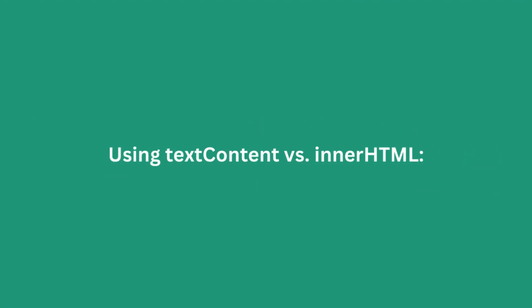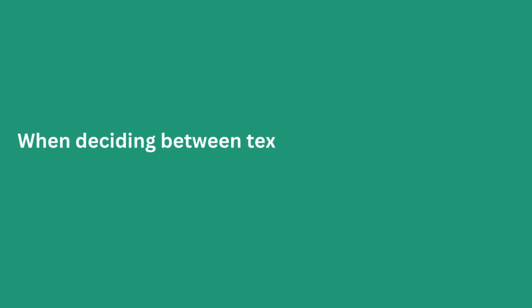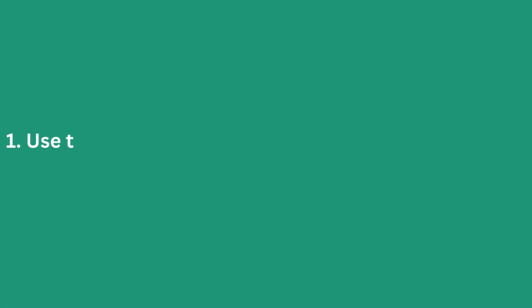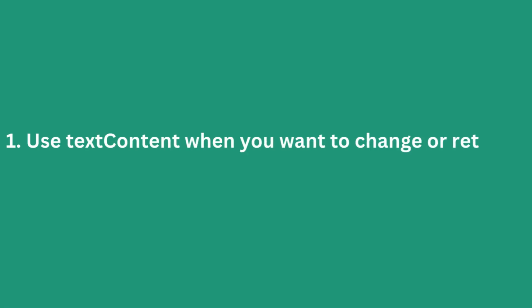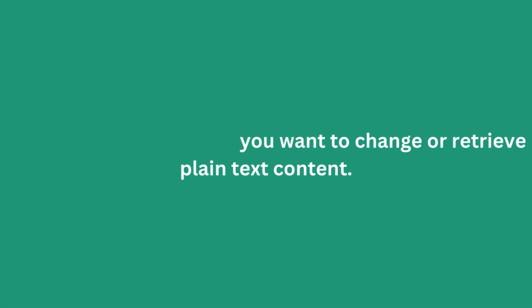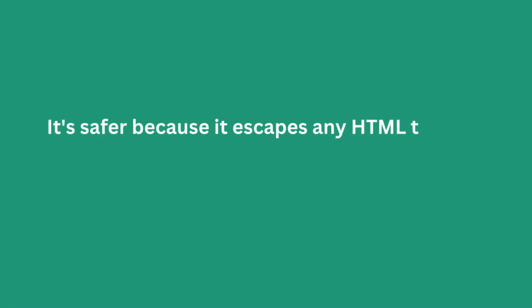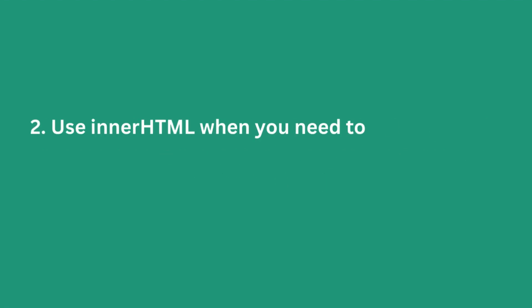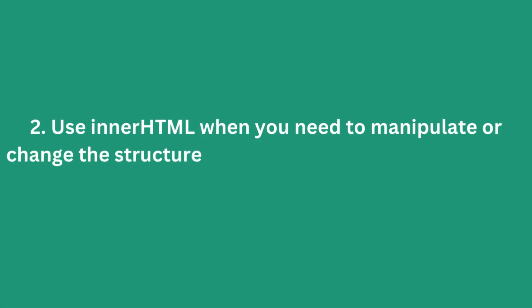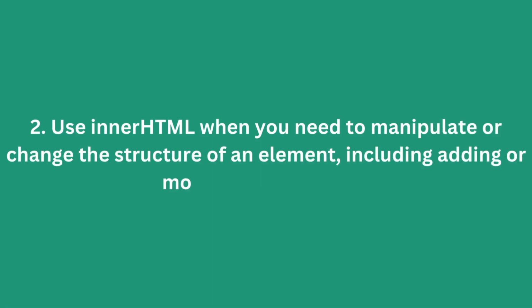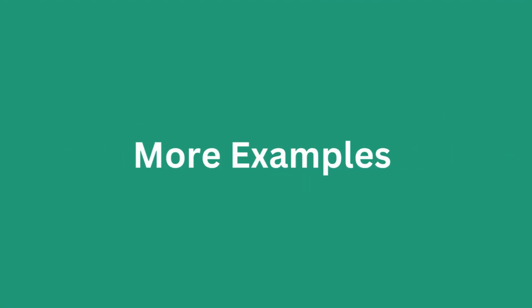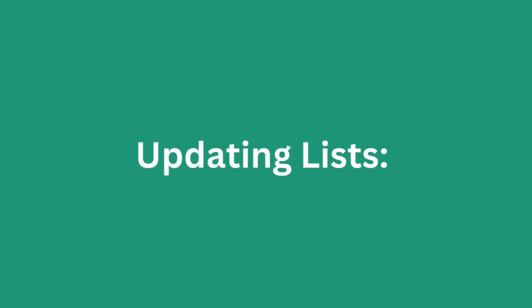Using textContent versus innerHTML. When deciding between textContent and innerHTML, consider the following. 1. Use textContent when you want to change or retrieve plain text content. It's safer because it escapes any HTML tags and prevents potential security issues like cross-site scripting, XSS. 2. Use innerHTML when you need to manipulate or change the structure of an element, including adding or modifying HTML tags.